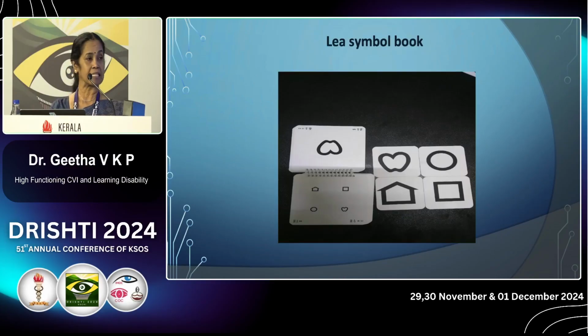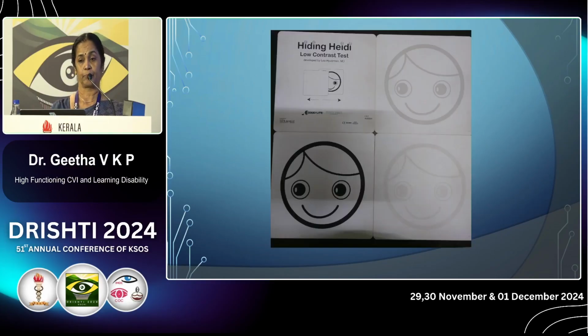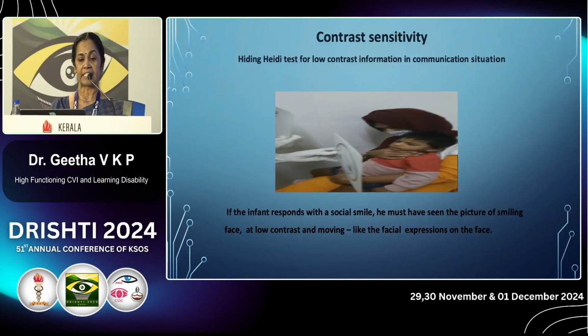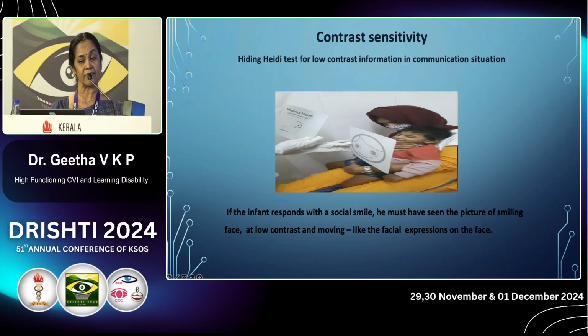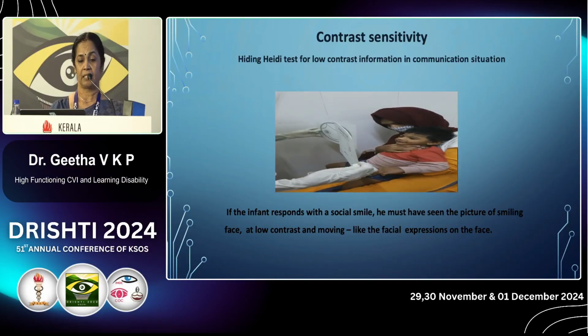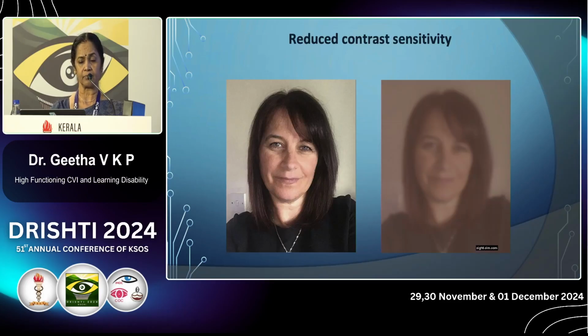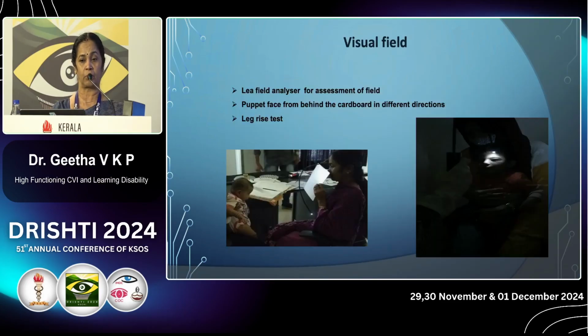This is a Lea symbol book for preschool children. And this is for contrast sensitivity. If the child is responding with a social smile, he must have seen the picture of the smiling face. See, this is the reduced contrast sensitivity with the same visual acuity.